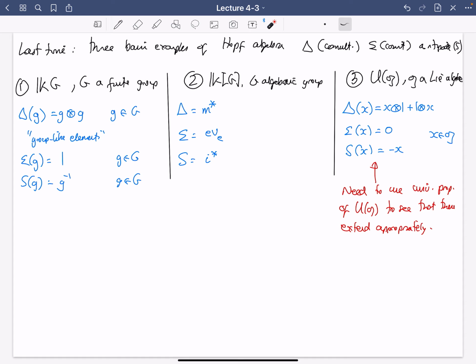Remember, delta and epsilon are both algebra homomorphisms, and the antipode S is an algebra anti-homomorphism. But just using the universal property of the universal enveloping algebra, you can check what you need to do to see that this is enough to define well-defined such maps on all of U of G.